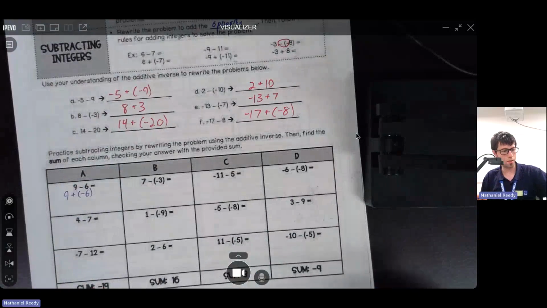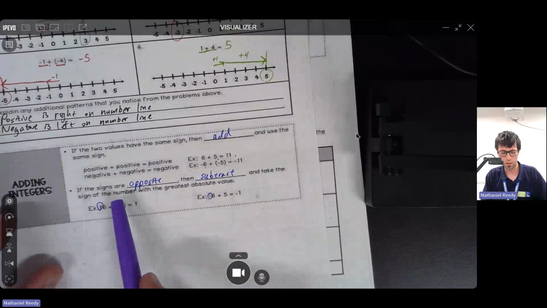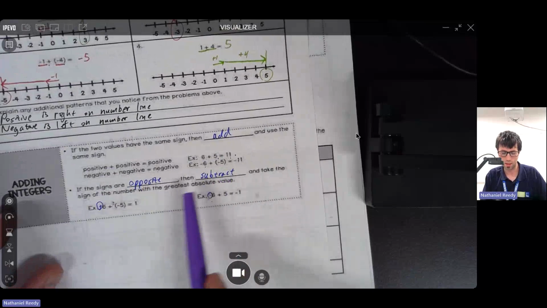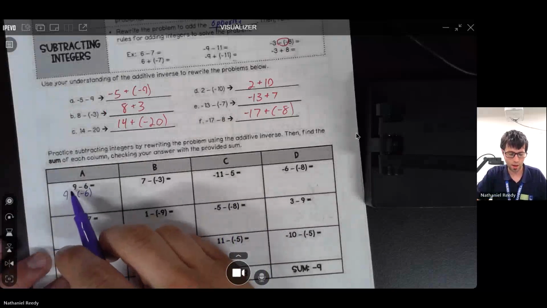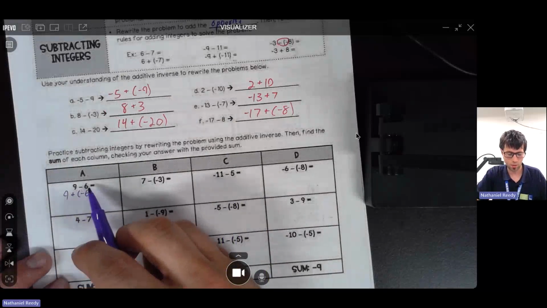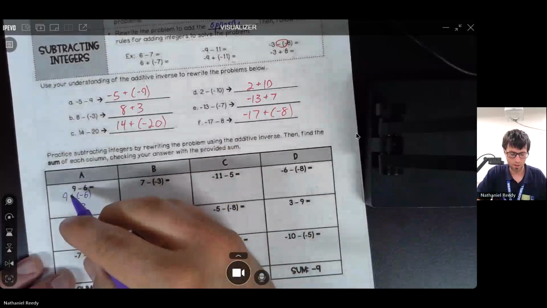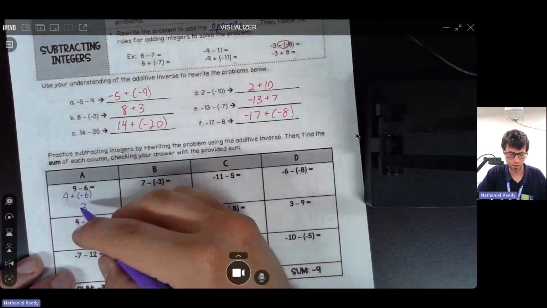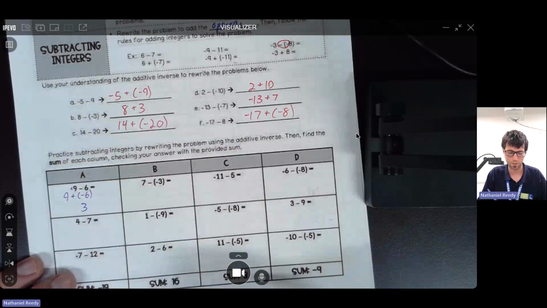But really, we're just going to go back to the same rule from last time. If I have two signs that are opposite, then subtract and take the sign of the number with the greatest value. So 9 minus 6, I'm going to subtract. 9 minus 6 is 3. And since the 9 is bigger, I take the positive sign from that 9, and it's going to be a positive 3.